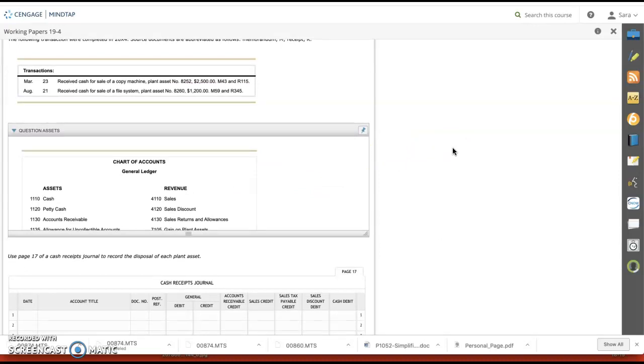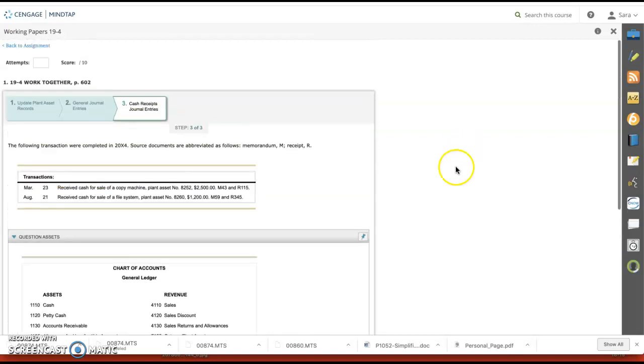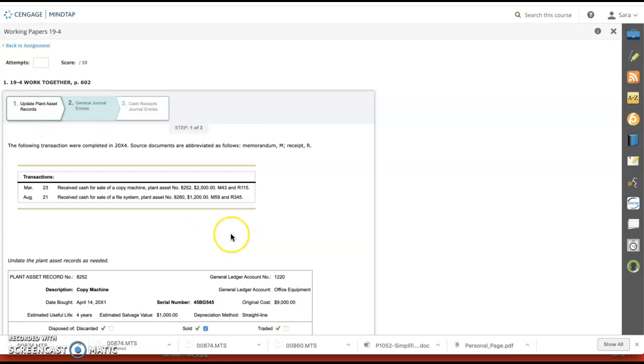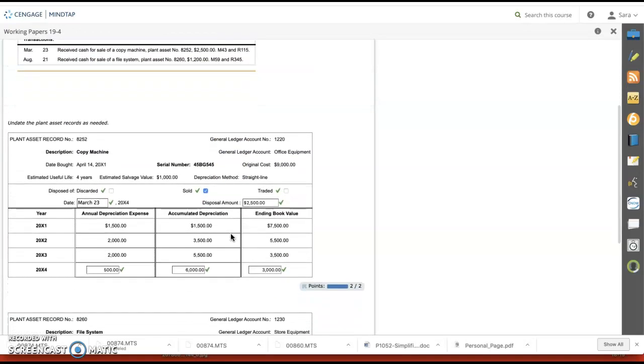Okay, so then we kind of have to know, did we sell it for more than the book value or less than our book value? So we can once again go back and look. And so if we start here with our copy machine, we sold it for $2,500 and we see that our book value was $3,000. So that's going to mean that we sold it for less.